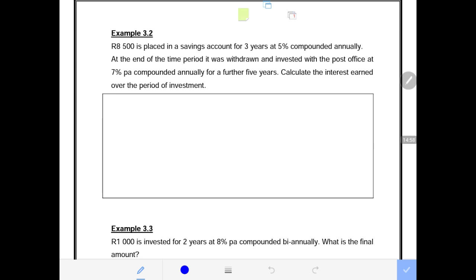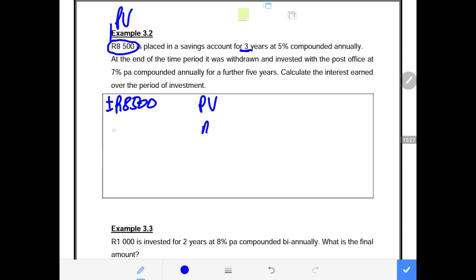The minute we invest money, we know that amount will be what is called the present value. So we already know that plus minus 8,500 is the amount that we initially invested, which is the principal amount. So 8.5 is the principal value. And they say this amount is placed in a savings account. That means it's invested. For how long? For a period of 3 years.